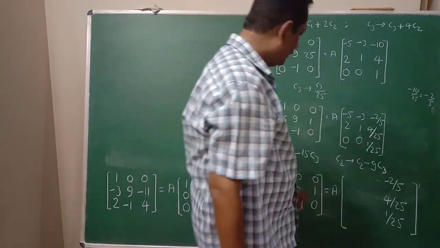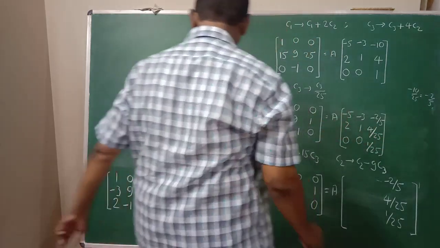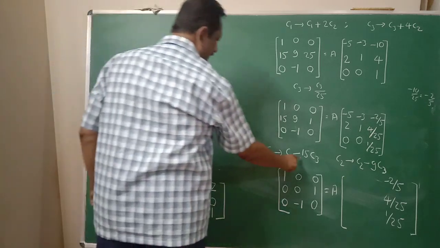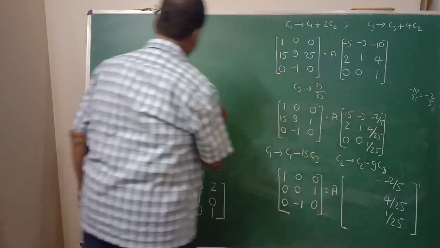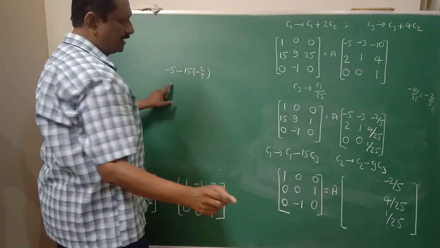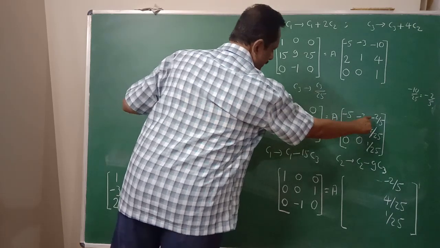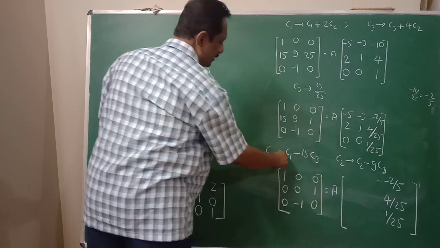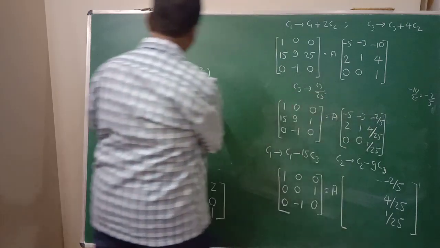Then here multiply by 15 and subtract here. So look here, minus of 5 minus of 15 into this is a minus 2 upon 5. Minus 2 divided by 5. Just observe here, I repeat once again. Here minus 5, this element, multiply by 15 and subtract here. C1 minus 15 into C3 here. So minus of 5 here, minus 5, minus of 15 into minus 2 upon 5.